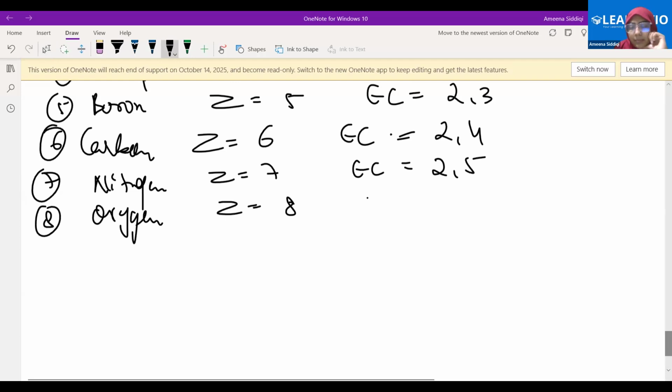8, ma'am. Which is 2 and 6. Good. Fluorine. Keep on writing fluorine.